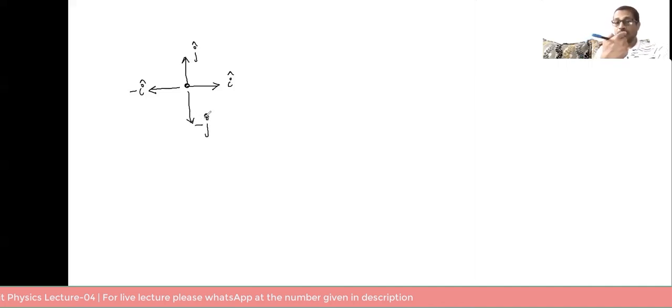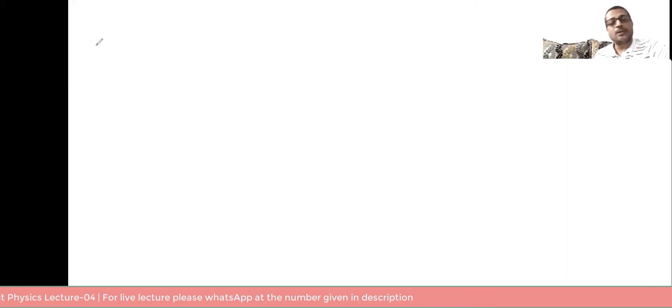Something coming towards you, like an arrow coming out of the screen, that is K cap. Something going into the screen, minus K cap. Now, using only these things, I cap, minus I cap and all that, let us see how they can be used in physics. Are you familiar with these equations? V is equal to U plus AT.